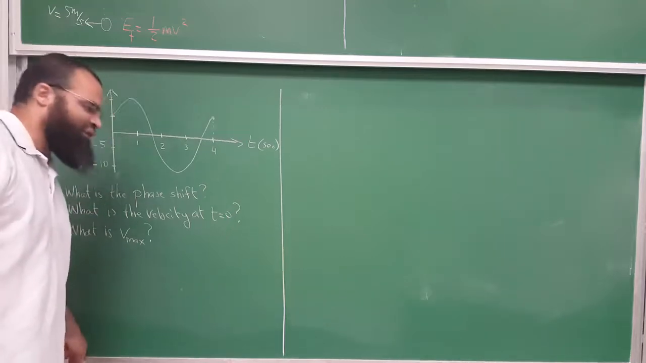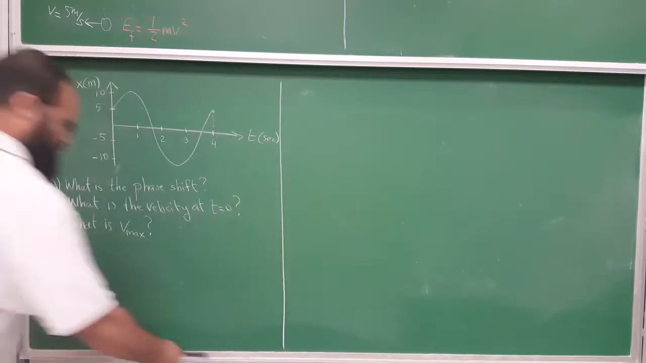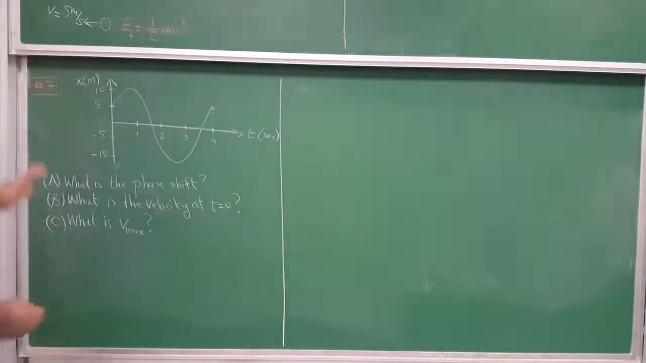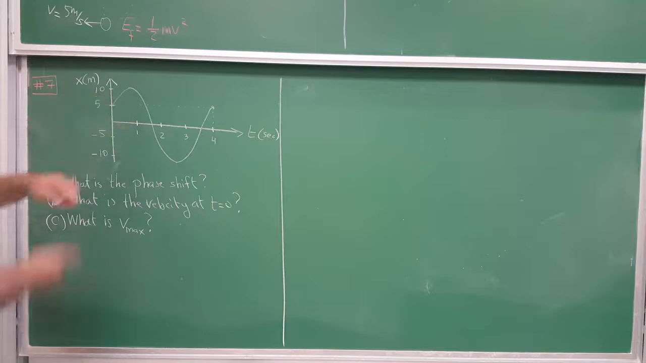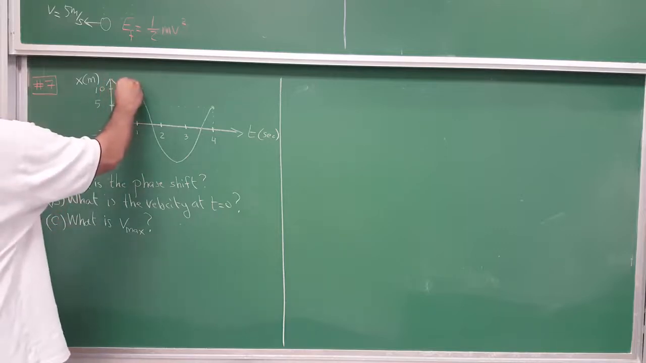Not the last, we're doing several. Let me put this one here. So let's look at this one here. They give you this graph, position versus time. At t equal to 0, the position is 5. Sometime later, the position is 10.